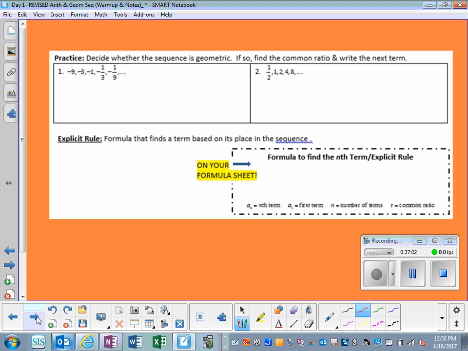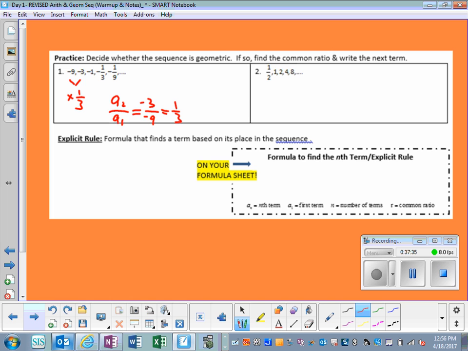Let's practice. Is the first sequence geometric or not? How do I find that out? I have to check every pair of consecutive terms. Term divided by previous term, right? So A2 divided by A1 equals negative 3 divided by negative 9, which is 1 over 3. So times 1 over 3. You see what I'm doing?